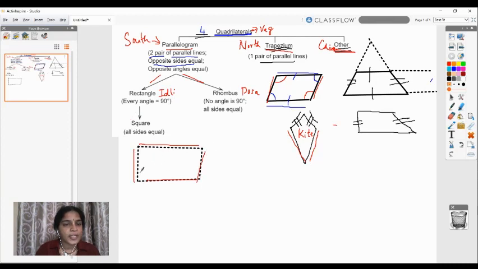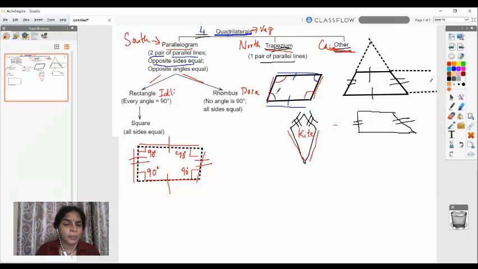Opposite angles equal? Yes, opposite angles are also equal. Opposite sides are equal? Yes, the top side is equal to the bottom side. The left side is equal to the right side. Along with all that, the extra quality is each angle is 90 degrees. There are four angles inside a rectangle and each of them is 90 degrees. That is one extra quality.